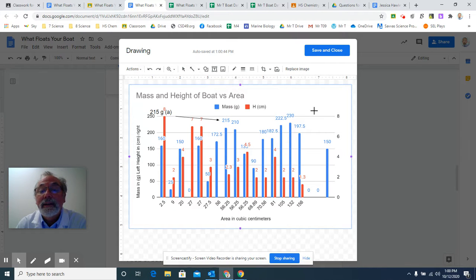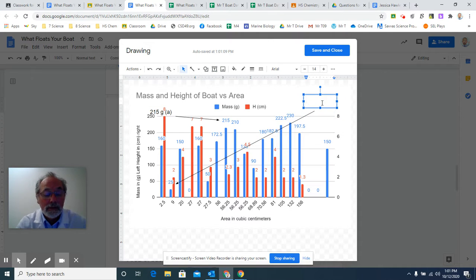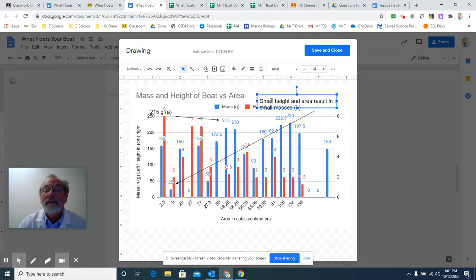What's the biggest one I got here? Let's go to the smallest. A small height and area result in small masses. And we're going to call that one B. Make that a little bigger. And we've done that. And now we save it into our document.